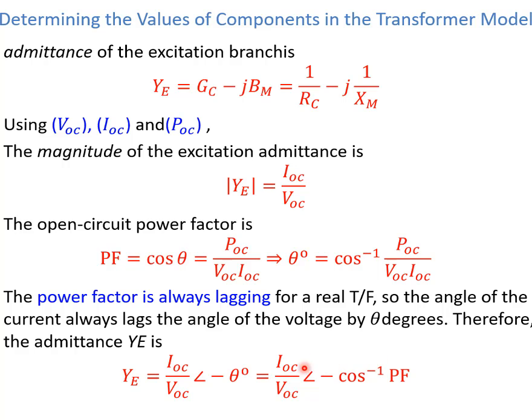So here we can see that we can find out the parameters RC for the excitation branch and XM for the excitation branch by just comparing these two relations, 1/RC minus j/XM, because these parameters IOC, VOC and this power factor are known from here. We know all these values, so it will be a complex number. So comparing the real part of this relation with the real part of this relation, and the imaginary part of this relation with the imaginary part of this relation.